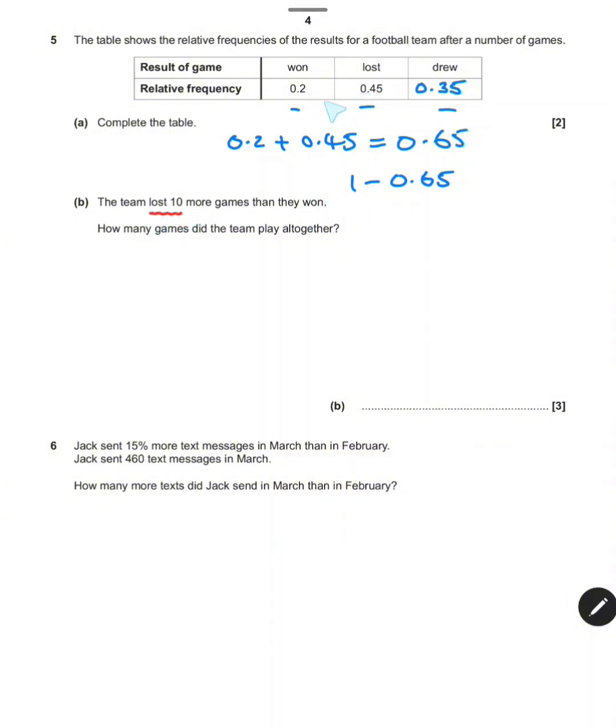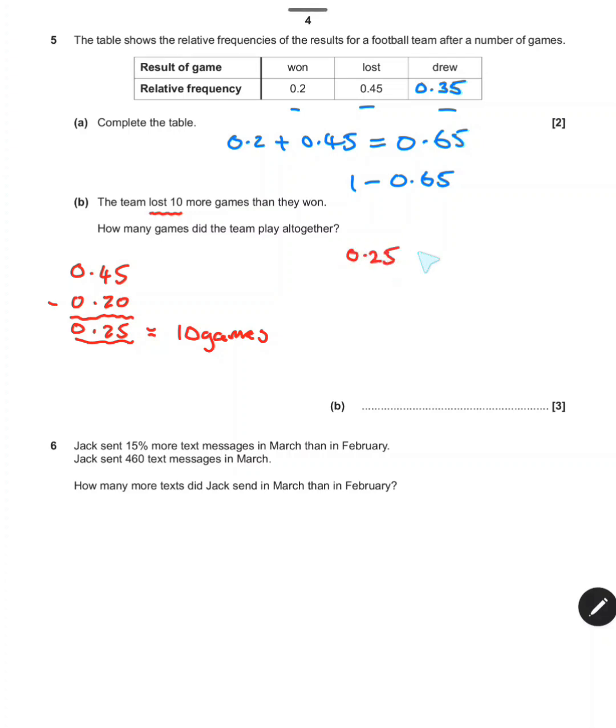Part B says the team lost 10 more games than they won. So I'm looking at the difference between lost and won. So if we just look at these relative frequencies and say, okay, if I look at the difference between those, 0.45 take away 0.2 is 5 take 0 is 5. That would be 0.25. That 0.25 represents 10 games because that's the difference between how many they lost and how many they won in terms of relative frequencies. What we can do is use that to figure out how many games they played altogether.